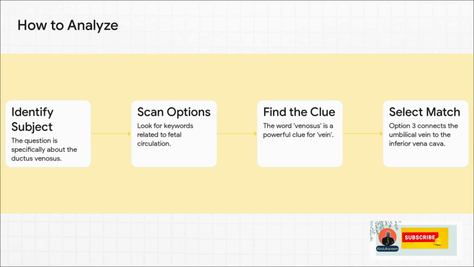Now look at the name itself. Venosus. What does that sound like? It sounds a whole lot like vein, right? That's it. That's your clue. Now just scan the options for the word vein. And there it is. Option 3 is the only one that connects the umbilical vein. Just like that, you found your answer.